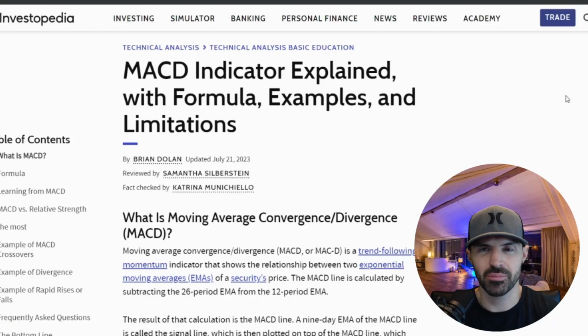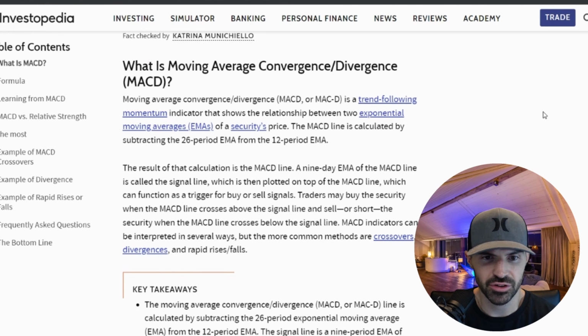So in this episode, I'm going to go over the MACD indicator. So what does the MACD stand for? The MACD stands for Moving Average Convergence Divergence. Moving Average Convergence Divergence, MACD, is a trend following momentum indicator that shows the relationship between two exponential moving averages.